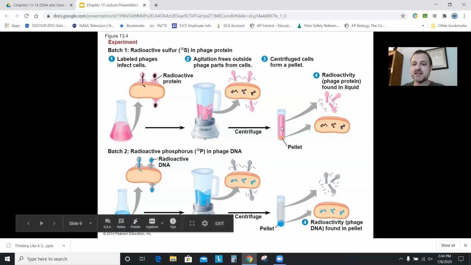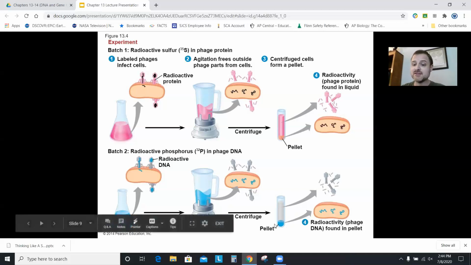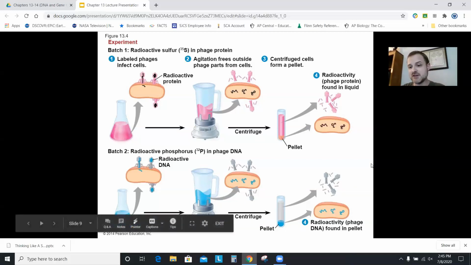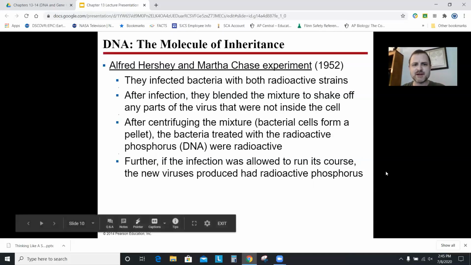If the radioactivity is in the liquid part, that's not inside the cells. If it's in the pellet, it's inside the cells. And long story short, when you did the phosphorus that was radioactive, the pellets were radioactive, which means that's what actually goes inside the cell to infect it. So this shows that DNA, which has radioactive phosphorus, remember the sugar phosphate backbone, is the molecule that's doing the work of inheritance. In this case, doing the work of infecting cells to make more viruses. Okay. This slide just goes through the experiment. You can read this yourself. It's what I just said.